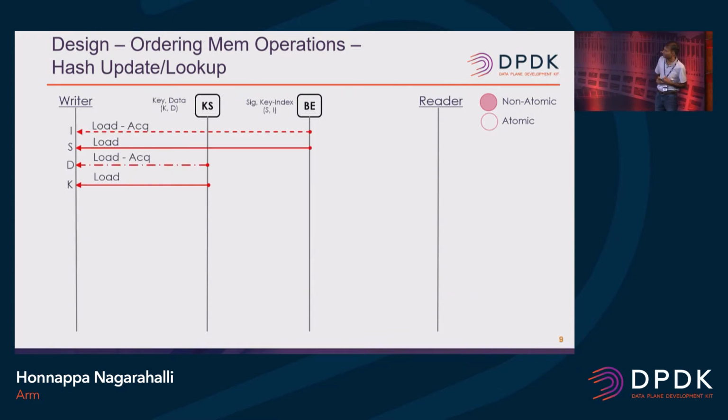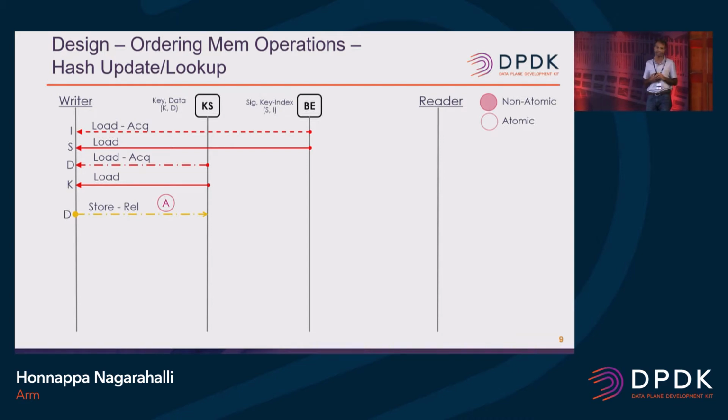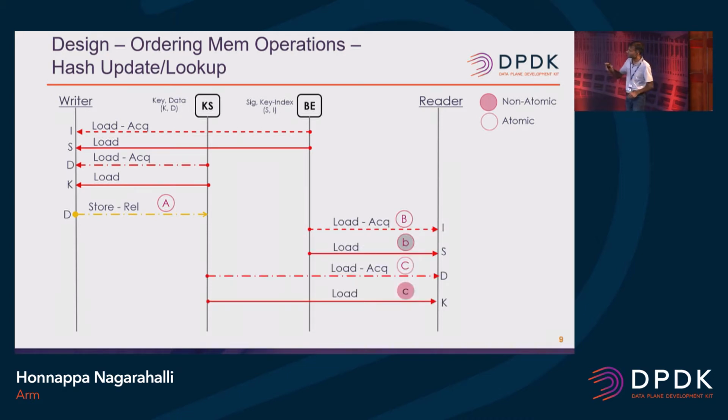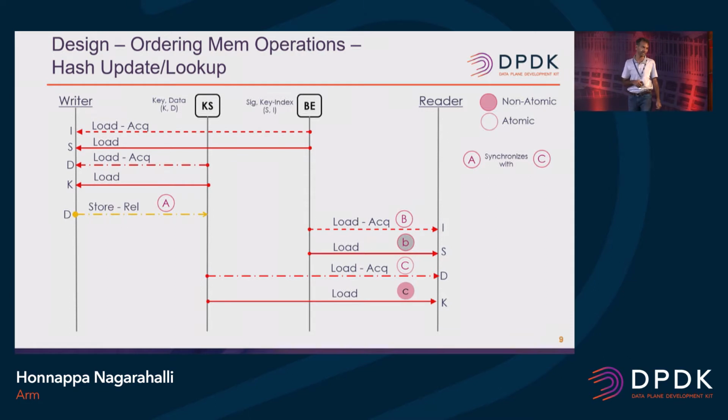In update, what happens is the writer first does a lookup to identify if that key already exists in the table. If it exists, then he just updates the data. So for an update, we just have one synchronization between A and C. We don't have the synchronization with the key index. Because of this, I'm forced to use two sets of payload and guard.